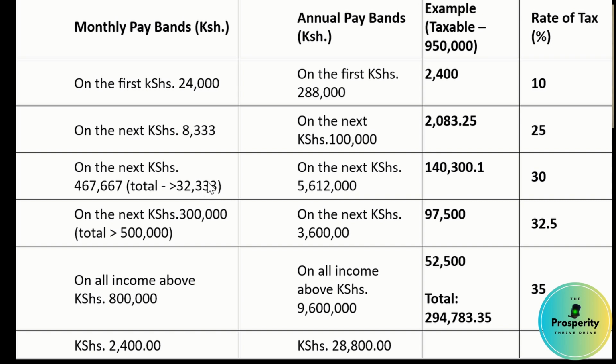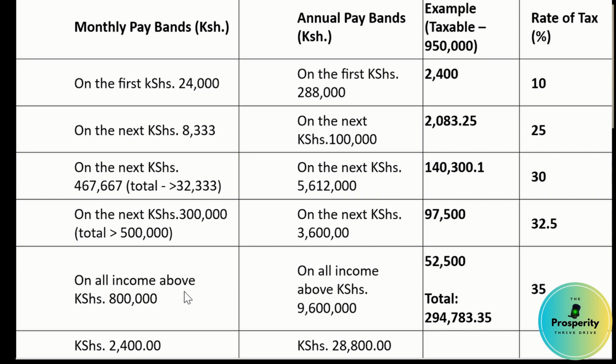The next is 467,667, and that is charged at 30%, and that gives 140,300. Then the next amount of 300,000, so meaning any amount above 500,000, and the 500,000 is from the 467,667 plus 8,333 and 24,000. So that next amount of 300,000 is charged at 32.5%, and so we'll get 97,500.